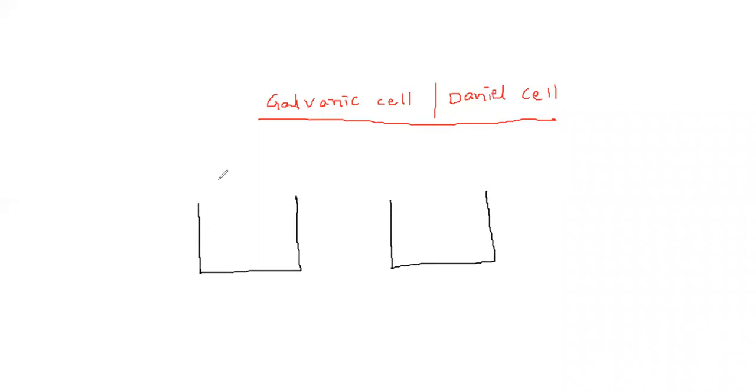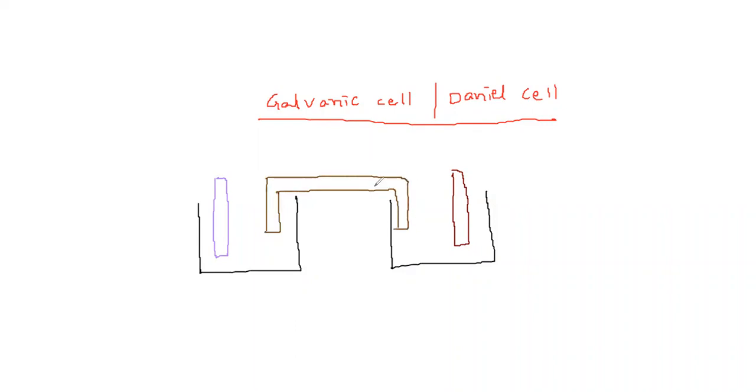Here we are taking this as one electrode. Here I will use another color. This is another electrode. Then in between you have to join a salt bridge. This is connected to the galvanometer, which is connected to the other electrode.